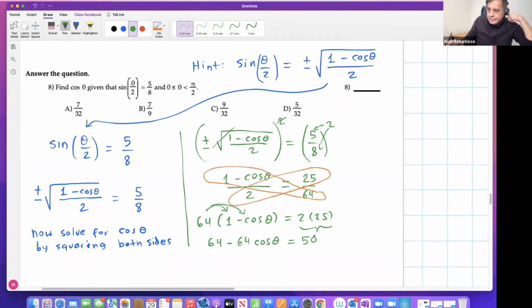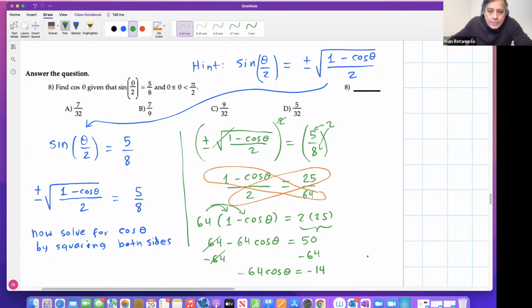Very good. Now we want to isolate this guy. So I'm going to subtract 64 from both sides of this equation. Here 0, here minus 64 cosine of theta equal this difference. This difference is just minus 14, right? Minus 14, you can get it with the calculator.